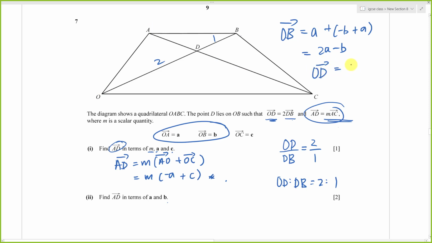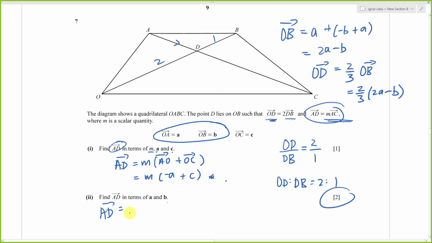OD will become 2/3. OD itself will be 2 out of 3 of OB. So it will be 2/3, 2A minus B. Okay, now I have OD ready. I can find AD finally. This 2 mark is like too much. So AD will become, you want to get AD, right?